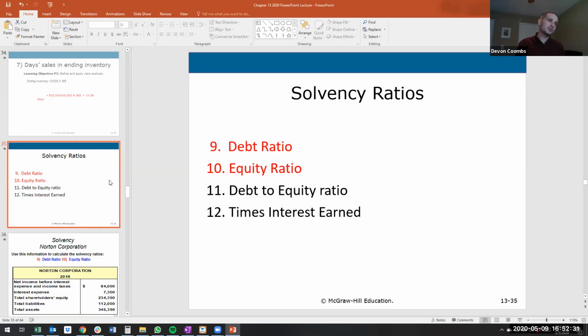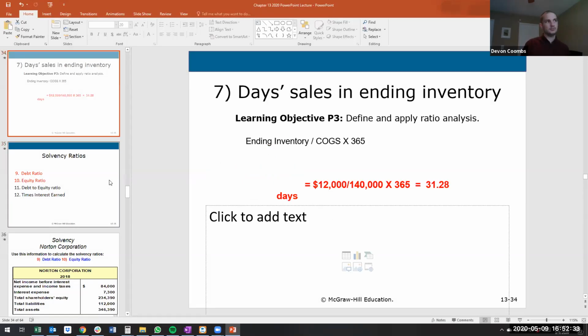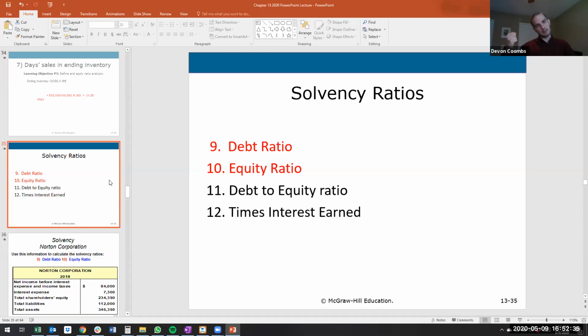Let's talk about solvency ratios. So we talked about short-term debt, right? So end of the day, can I pay my credit card bills? Can I pay my mortgage this year? Then long-term, can I pay my mortgage in the long term? Can I pay my student loans? All those questions are more solvency questions from a personal perspective.